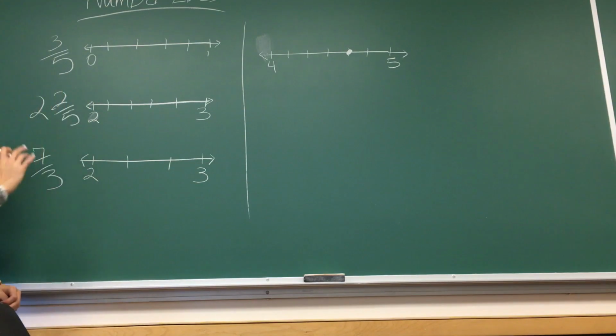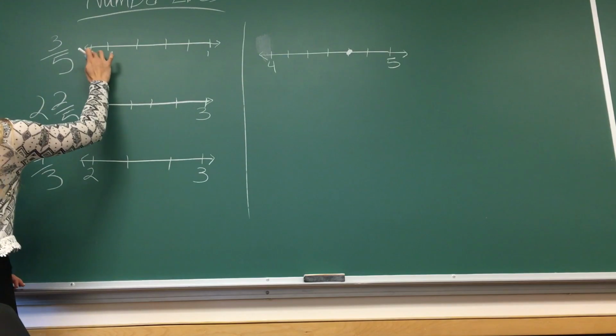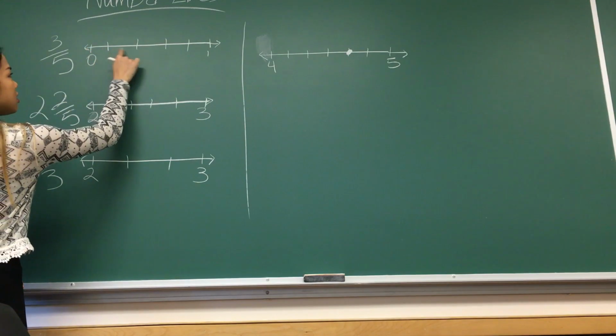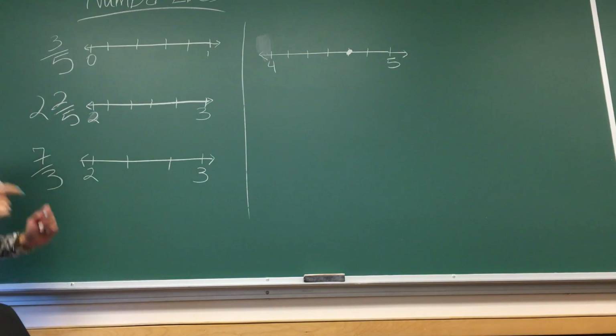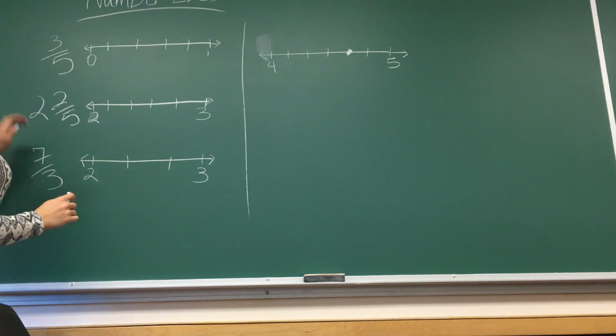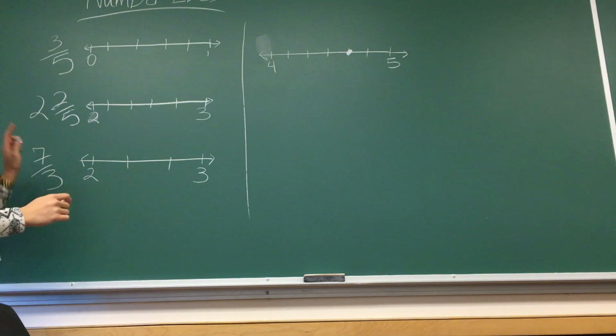So remember, the denominator needs 5 equal pieces of a whole. So do we have 5 pieces of a whole from 0 to 1? Let's check. We've got 1, 2, 3, 4, 5. So we do in this case, and that's great. So now, remember the top number is how many pieces of that whole do we have? We have 3 in this case.